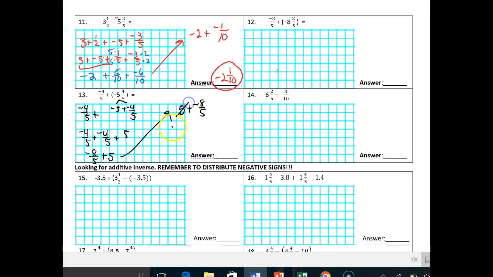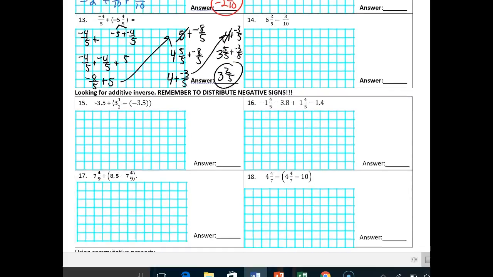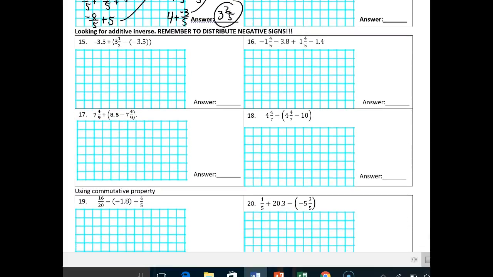And when we borrow, we'll say 4 and 5/5 plus negative 8/5 will give us 4 plus negative 3/5. We'll actually have to borrow one more time. So 4 plus negative 3/5 gives us 3 and 5/5 plus negative 3/5 gives us 3 and 2/5. Skip down, I'll do 2 of these here at the bottom, 16 and 18.